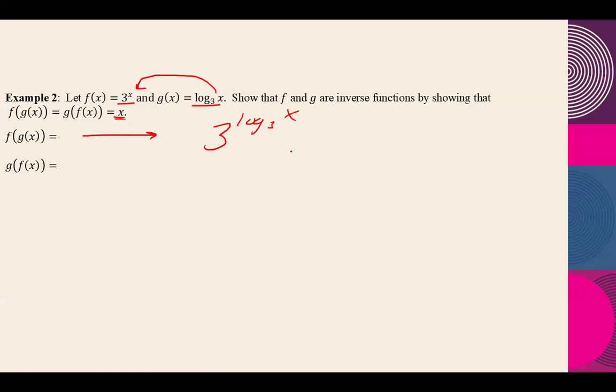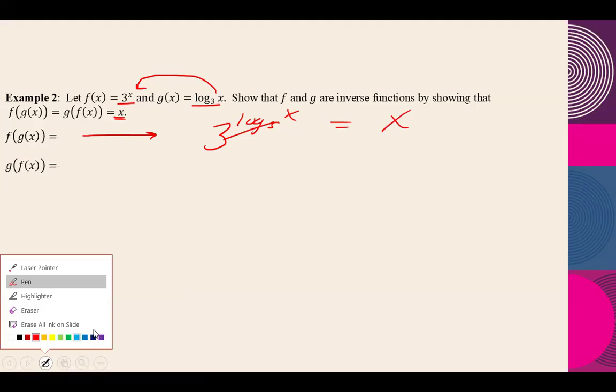Going back to Algebra 2 on our log properties, if the base of your log and the base of the exponent are the same, what do they do to each other? They cancel out, and I'm just left with x. Oh my gosh, it worked for the first one. Okay, now I'm going to do the second one.